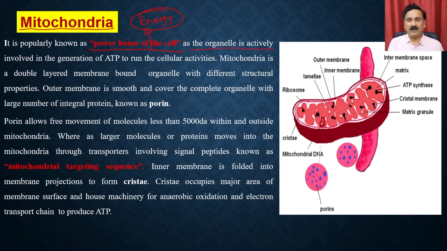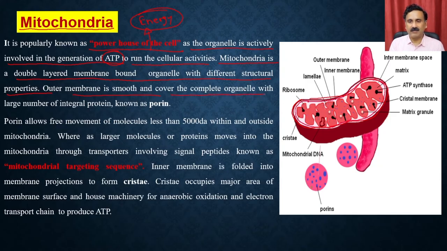The organelle is actively involved in the generation of a molecule called ATP to run the cellular activities. Mitochondria is a double layer membrane bound organelle with different structural properties. The outer membrane is smooth, right? So this is what you see here. This is a double membrane structure, and the outer membrane is smooth, right? So this is the outer membrane. What you see here is a smooth membrane.